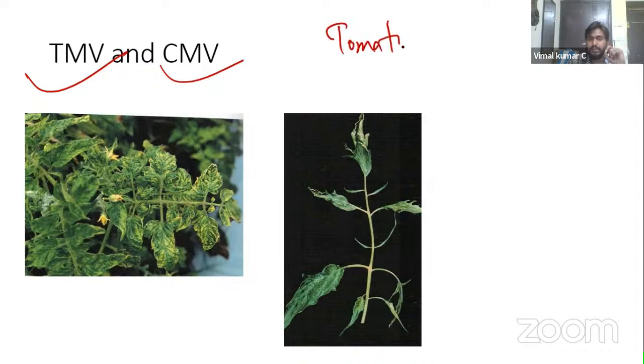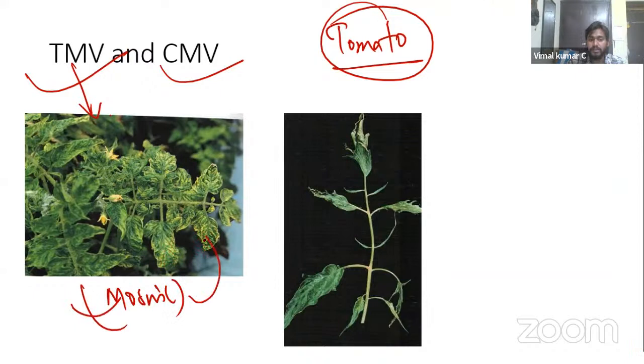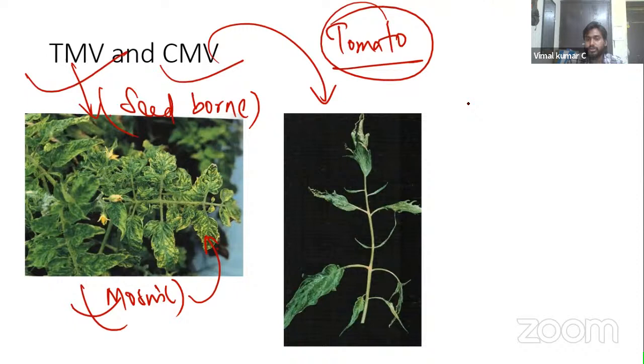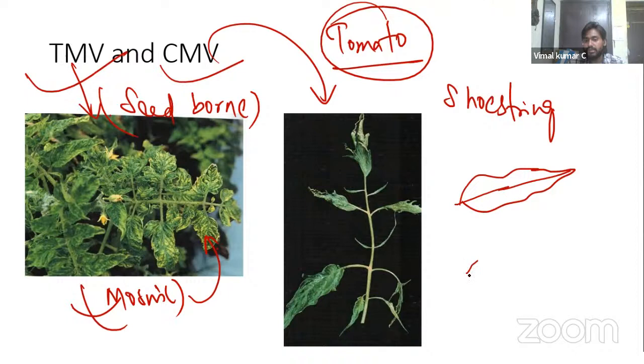With respect to TMV, tobacco mosaic virus, you can see the same mosaic that we saw in tobacco; the same kind of symptoms will be seen on tomato also. But here it is seed borne. There we saw it was mechanically transmitted, but here it is seed borne. When it comes to CMV, it will produce a particular symptom, that is shoestring. Usually this is the healthy leaf, like this. But the diseased leaf will be like this. The lamina will be reduced drastically and become very narrow. That's why we call it shoestring. This is how CMV causes a particular characteristic symptom.